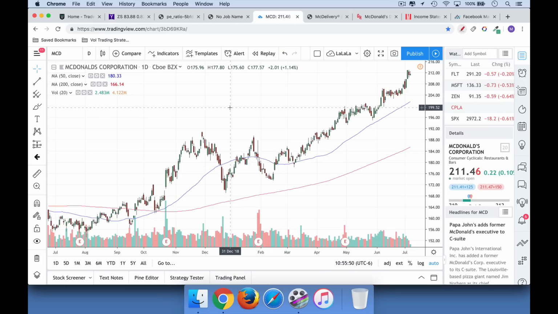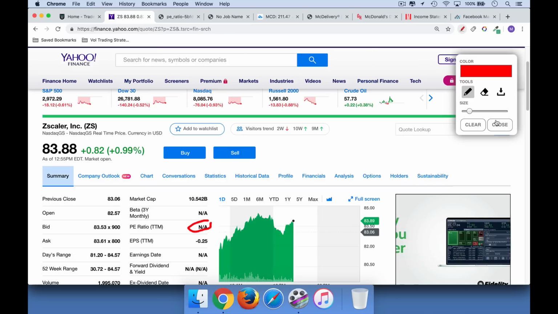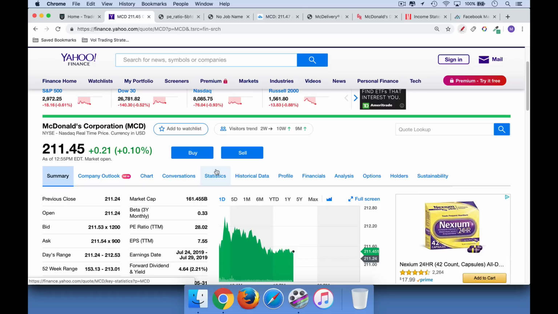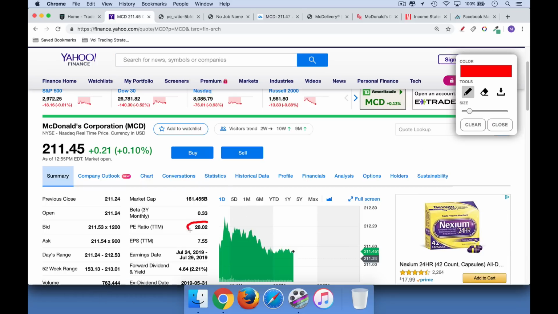Now, one stock that we've been talking a lot about lately is McDonald's. I keep getting blowback on this one in terms of saying that its PE is too high. So let's look at where its PE is. PE ratio currently at 28. Price to earnings ratio 28. And what that means is you're basically paying $28 for $1 worth of earnings.